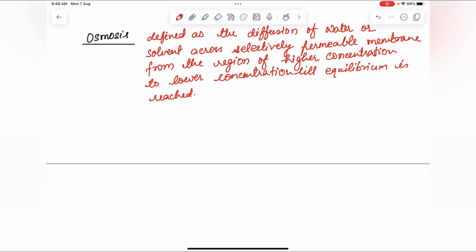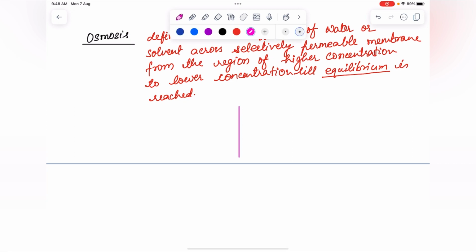What is equilibrium? If the molecules are fewer on this side and more on this side, the concentration will be higher on one side, inside the cell, and lower outside. So an equal amount of molecules will be on both sides. When it is reached, that is called equilibrium. When the concentration is equal on both sides, it is called equilibrium.